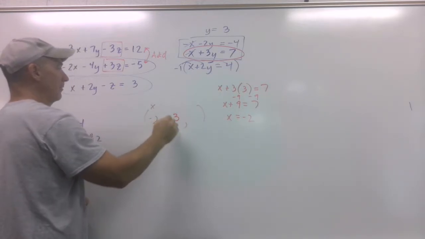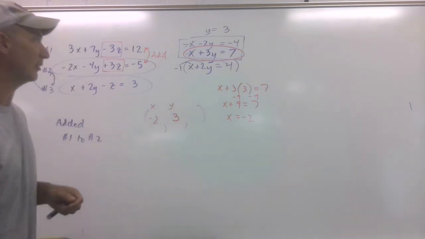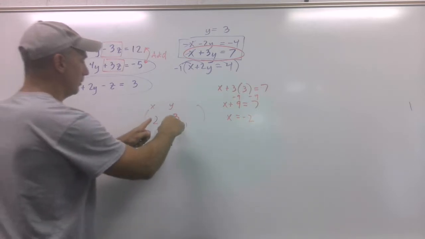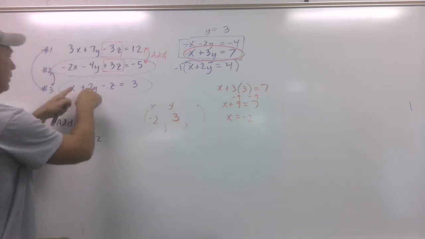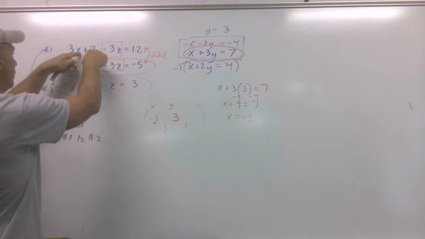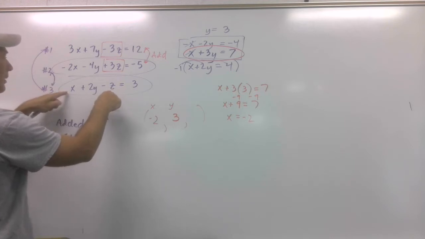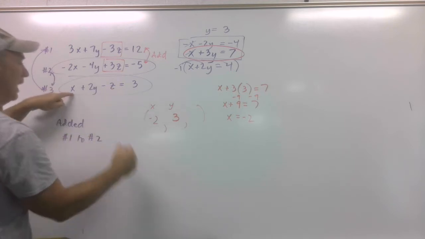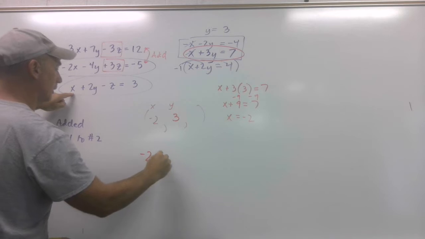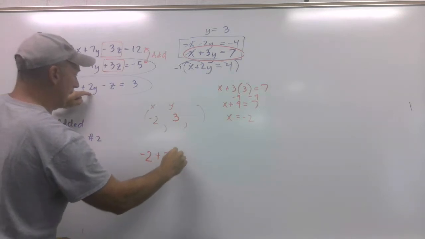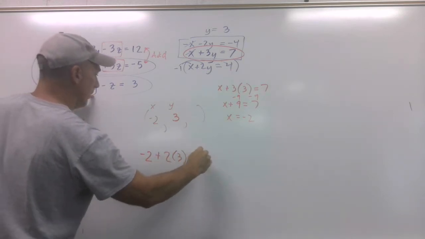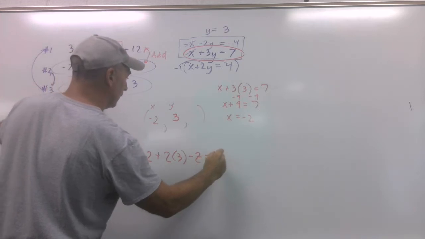Look, I got my x, I got my y. The last thing I need to do is find my z. I'm going to put these two pieces of information either here and here, here and here, or here and here. This one looks the easiest to me, so I'm going to grab this one. So x plus 2 times y minus z equals 3.